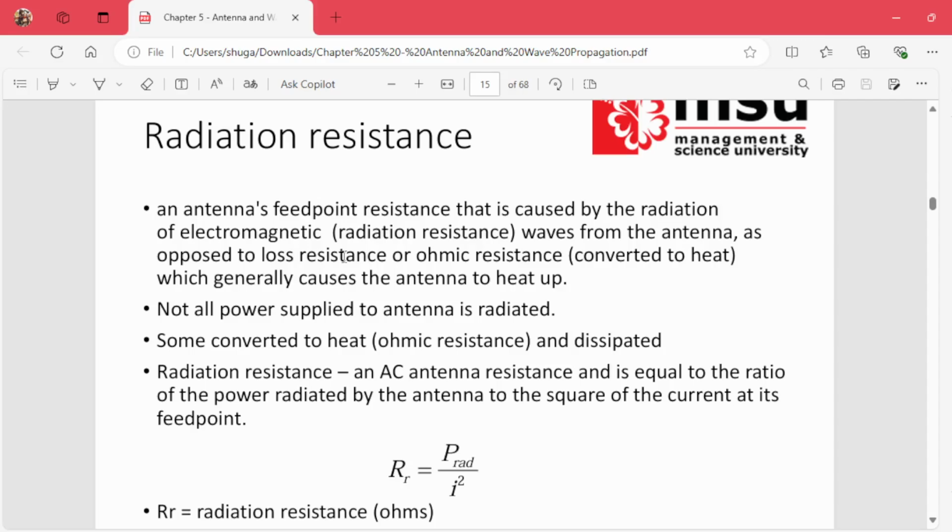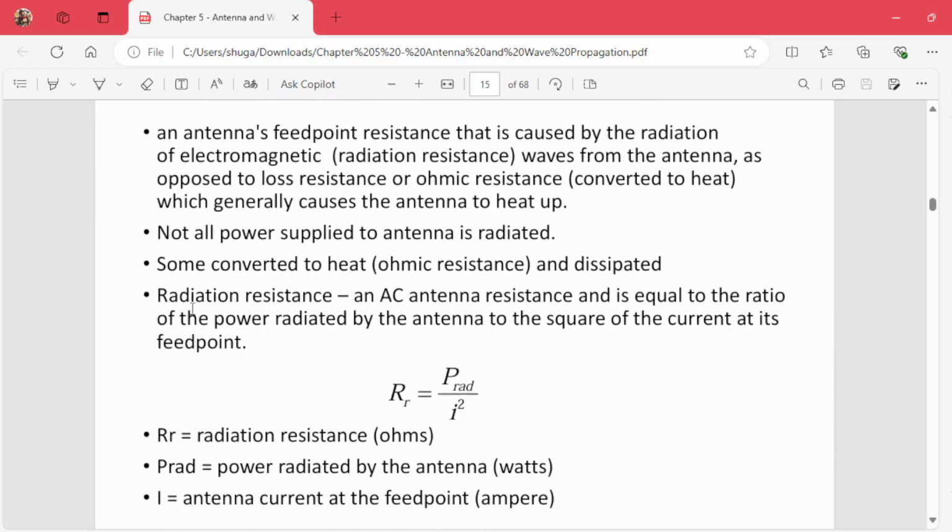Loss resistance, or ohmic resistance, is usually what any machine experiences where there is heat loss. The energy is used toward the creation of heat, which is one of the things that makes the machine less efficient. So not all power supplied to the antenna is radiated, because some of it is lost due to ohmic or loss resistance and is converted into heat.